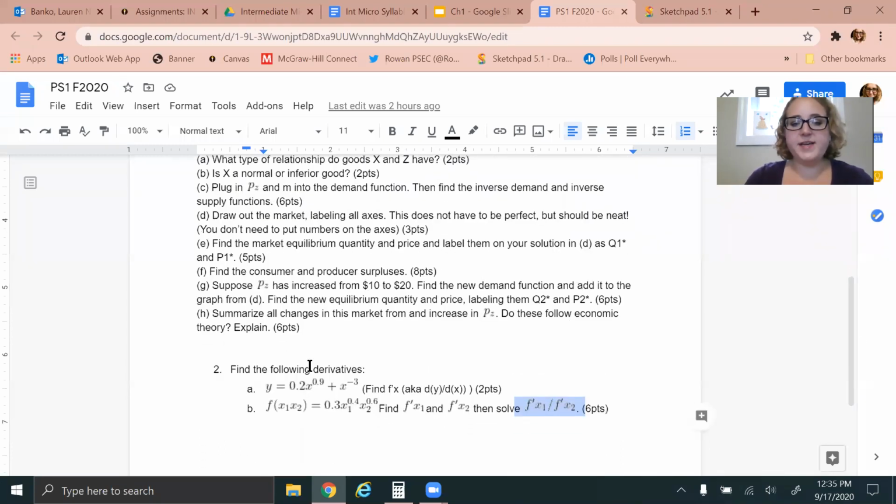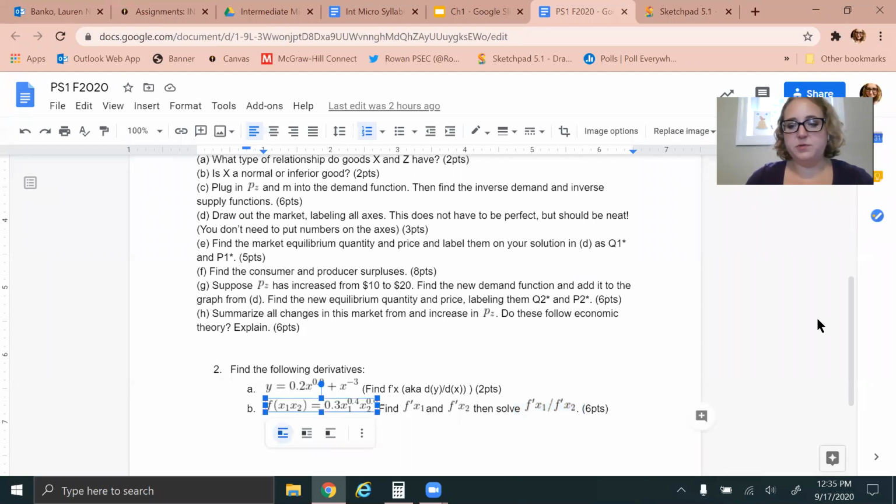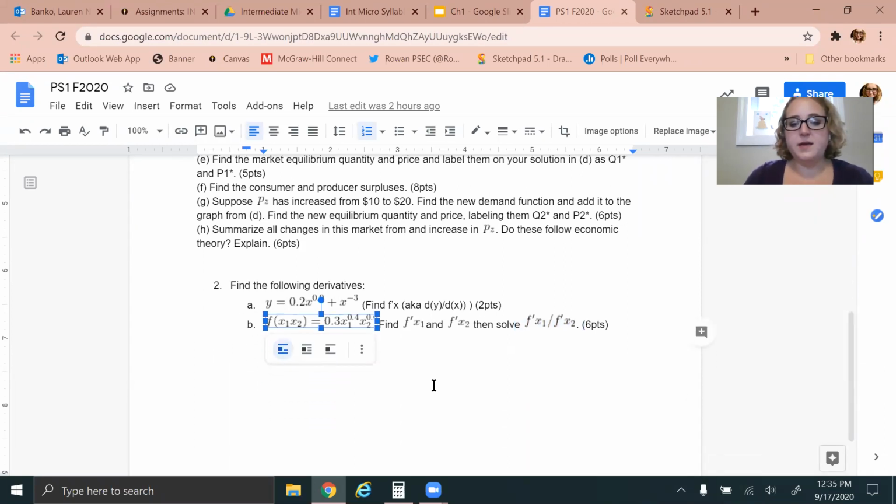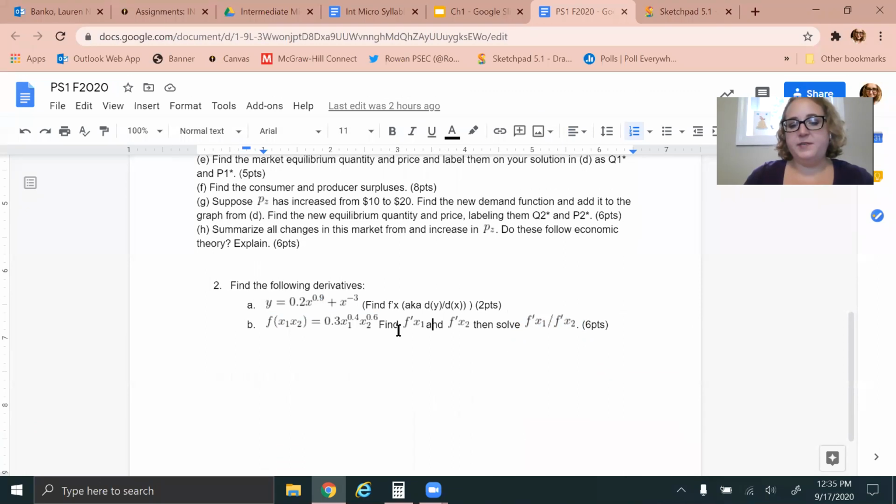The questions have different weights. You can see how much they're worth. The second question is just some derivatives. And this last part I wanted to note: the last question says you're going to find the derivative with respect to x1 and then x2. And then the last part is just dividing the derivative with respect to x1 over the derivative with respect to x2. It didn't come out nice looking, but I wanted to let you guys know that's what I want there. All right.